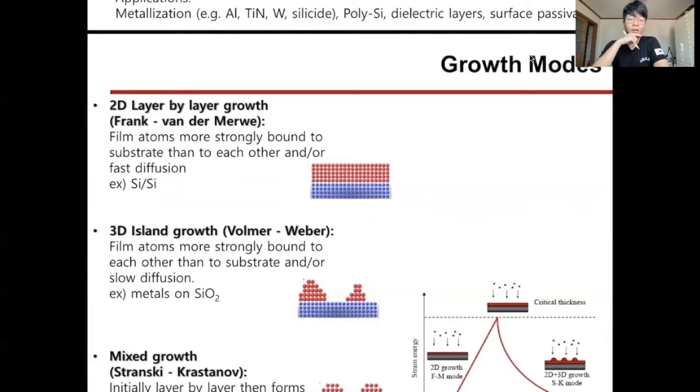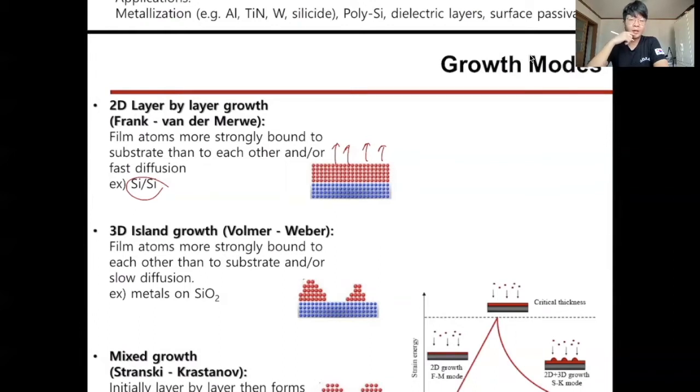First, the 2D layer by layer growth, also known as the Frank-van der Merwe way. It has a pro that it can evenly grow on the surface. However, selectivity is very important. And then there is 3D growth.